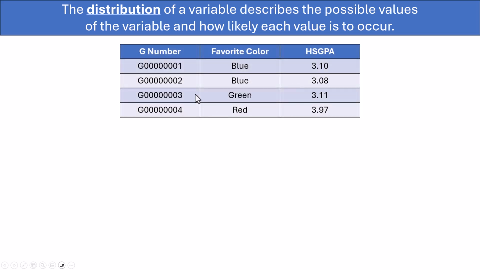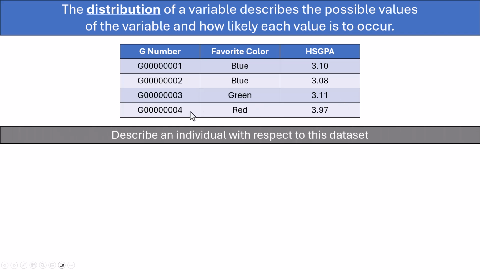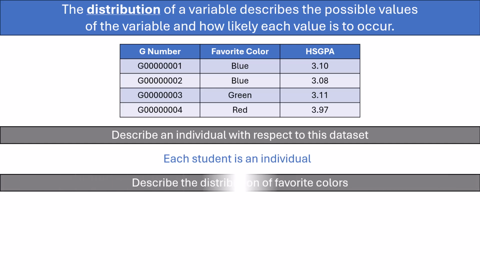So we have a data set here which lists the G number of a number of Grand Valley students, their favorite color, as well as their high school GPA. Let's answer a few questions about this data set. First, we are asked to describe an individual with respect to this data set. Typically, when you have a data set in a table like this, each row is going to represent an individual. In this case, the individual is going to be a student, so each Grand Valley student is going to be an individual.